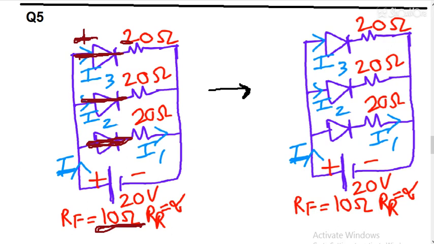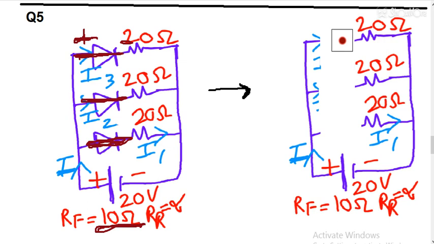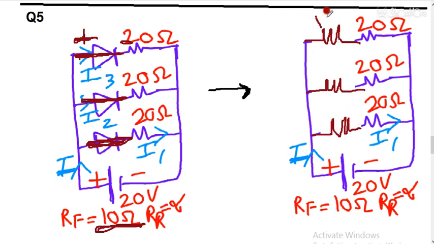So if I draw the circuit from here, erasing them all. Okay, so now you can see this is the value of resistance. Now this is a resistance of 10 ohm, this is again a resistance of 10 ohm, this is again a resistance of 10 ohm. So this is 10, this is also 10, and this is also 10. So students, here you can see 10 ohm.